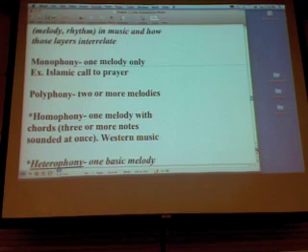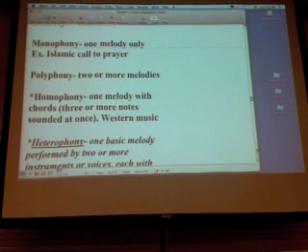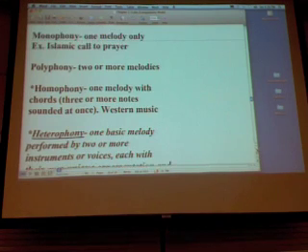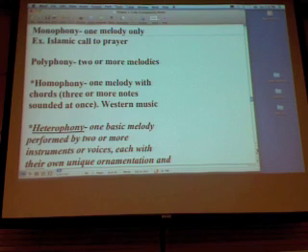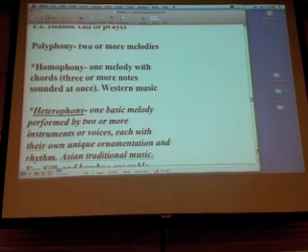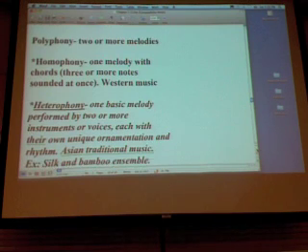What is more common, of course, is homophony, which is the most common texture in Western music. That's one melody with chords, 3 or more. A chord is 3 or more notes sounded at once. I don't know if I need to spend more time on that. That is the texture you pretty much are the most familiar with. And 90-some% of the time that we listen to music in the West, we're hearing homophony, one melody with chords. But it is not the most common texture in the world.